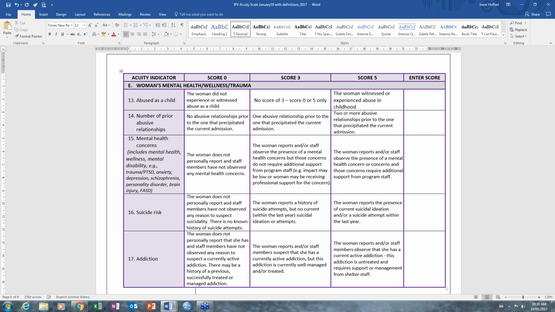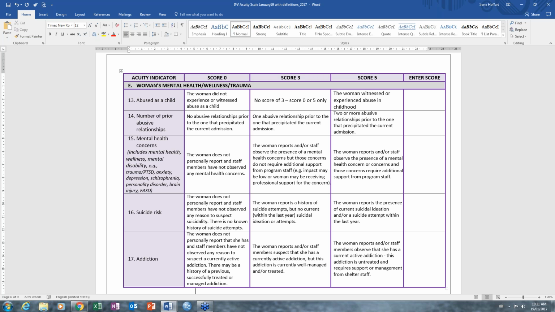Suicide risk. So again, this is not a formal assessment, as I've said, but it is something that women might personally report to you, or you might have observed, or you might have some reason to suspect that there might be a suicide risk. So a score of 0: there's no report of that, no reason to suspect, and you do not know of any history of suicide attempts. Remember, in the case study, you'll have it pretty clear. Again, when you're working with a real person, it might take time to find out what her situation is.